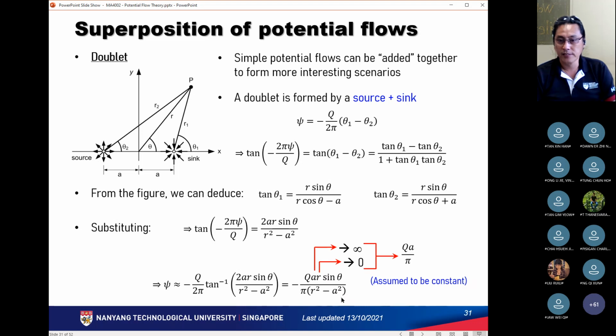Okay, now let's assume that the value of QA divided by pi is a constant. Yeah, so basically we assume that Q times A divided by pi is a constant. It doesn't matter how the value varies.